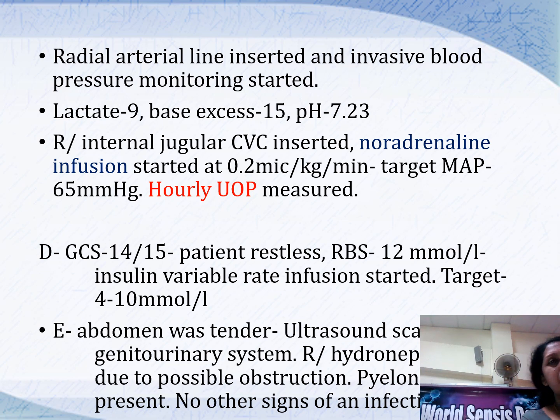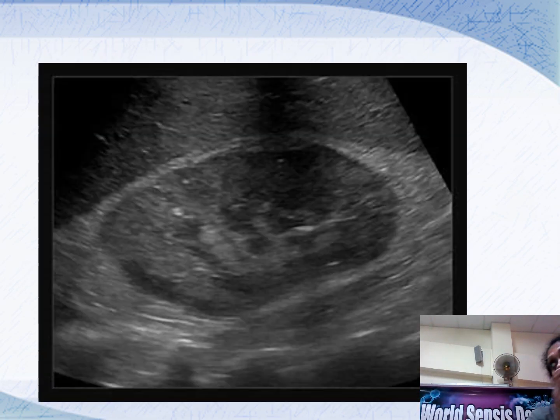And in the disability part, the patient became a little disoriented, and the random blood sugar level shot up to more than 12 millimoles per liter, which required insulin therapy to achieve the target of 4 to 10 millimoles per liter. And his abdominal examination revealed bursting tenderness, and the ultrasound revealed this picture. What's that? It's not very clear. Any idea? So it shows there is hydronephrosis, as well as evidence of pyelonephritis.